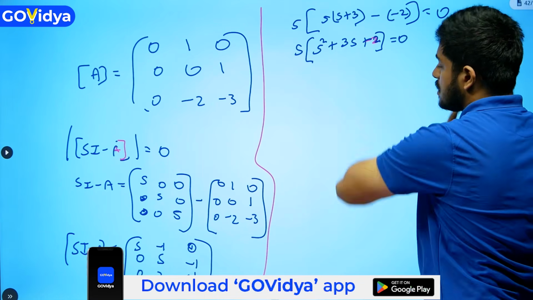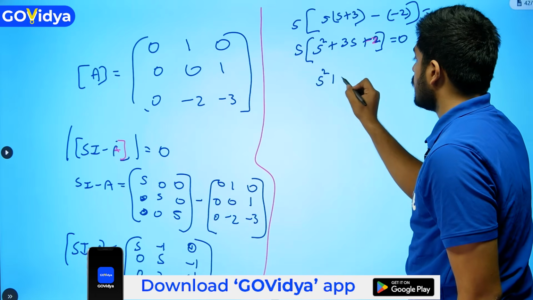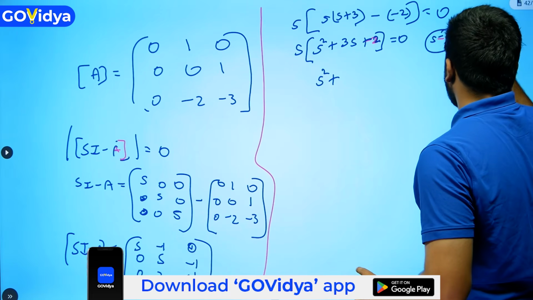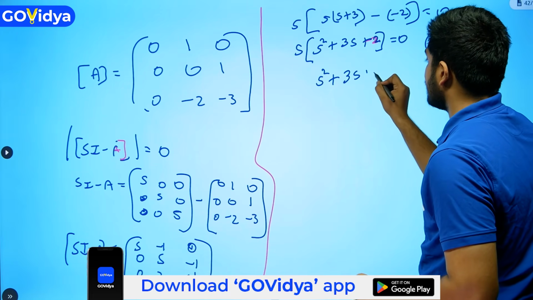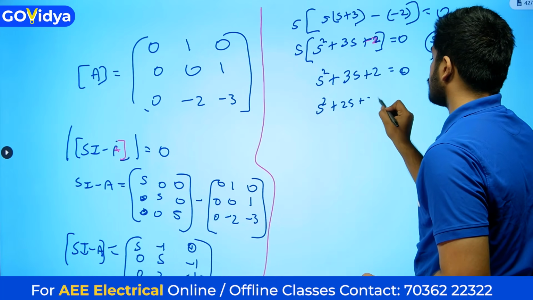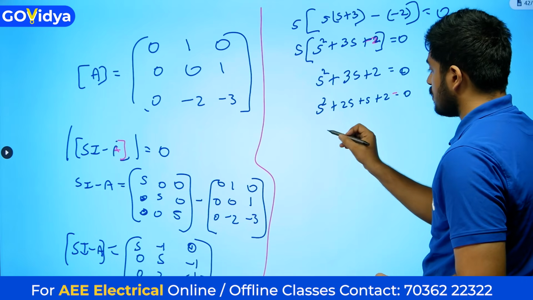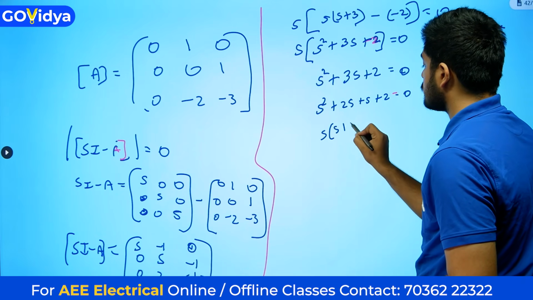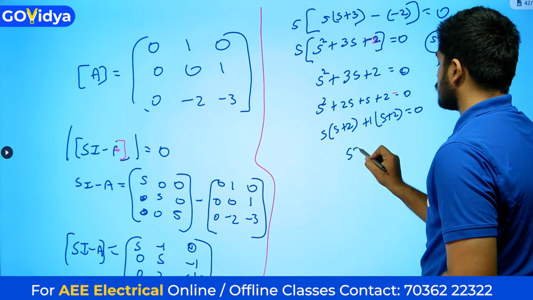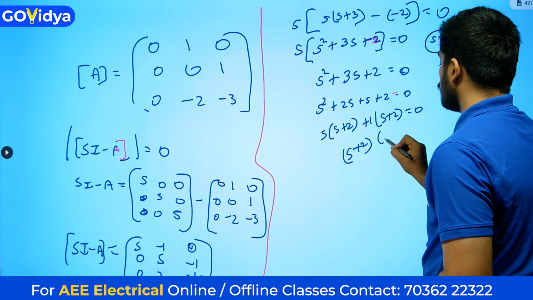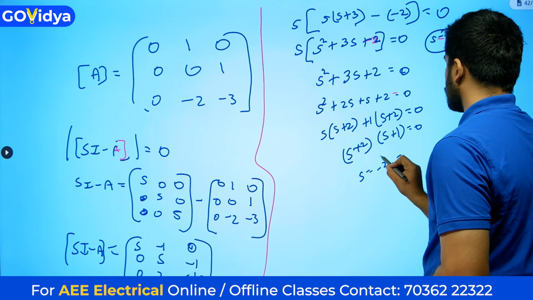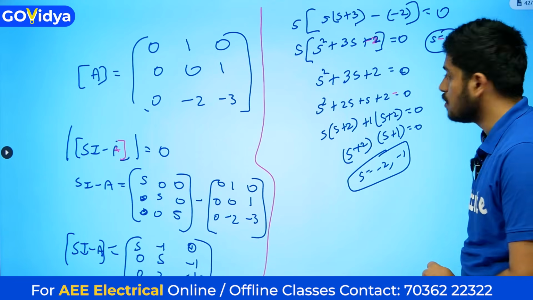Okay, you cannot cancel this s, sorry. S equals 0 will be one of my eigenvalues, and next s square plus 3s plus 2 equals 0. So s square plus 2s plus s plus 2 equals 0. From this we will determine two more. So s of (s plus 2) plus 1 of (s plus 2) equals 0. So (s plus 2) into (s plus 1) equals 0. S equals minus 2, minus 1. These are my other two eigenvalues.